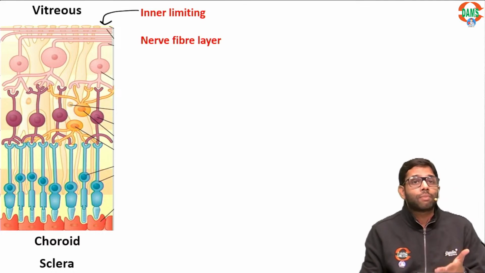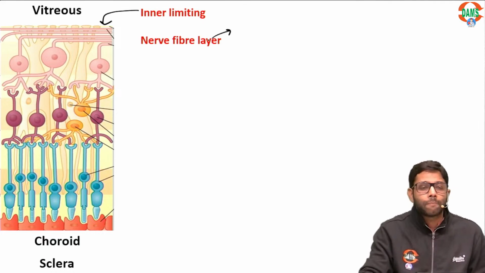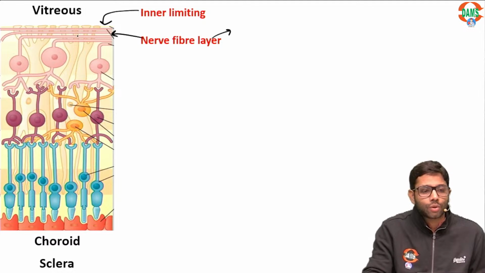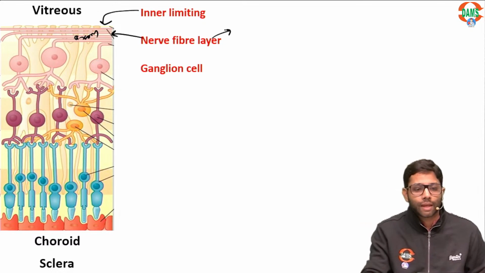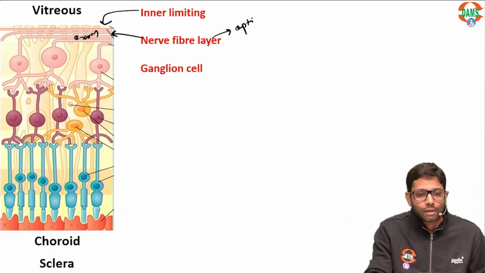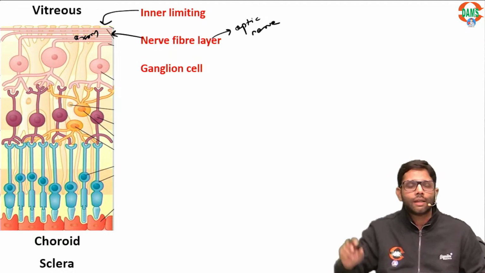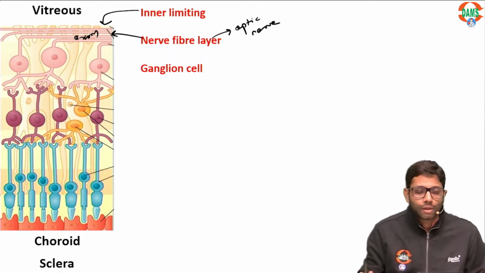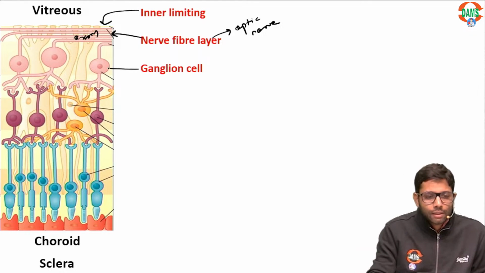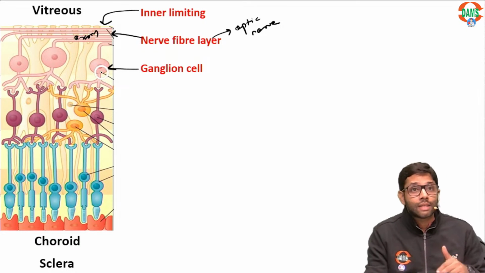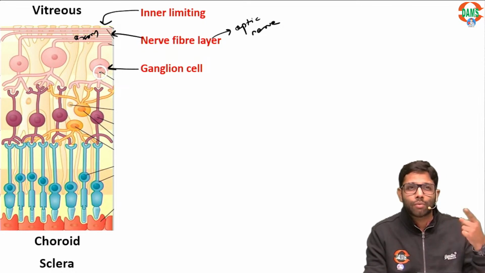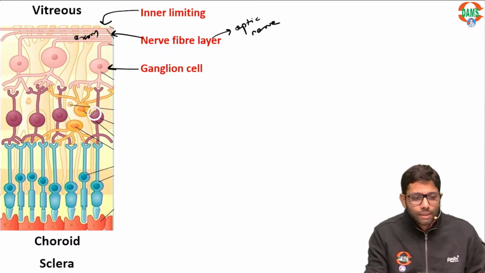Then we have the nerve fiber layer. This nerve fiber layer is actually the axons of some cells. These cells are ganglion cells, and this nerve fiber layer will ultimately form the optic nerve, which goes outside the eye from the optic disc. So the ganglion cell is a cell body whose axons form the nerve fiber layer, and the ganglion layer receives the impulse, if you know something about the visual pathway, from these cells.